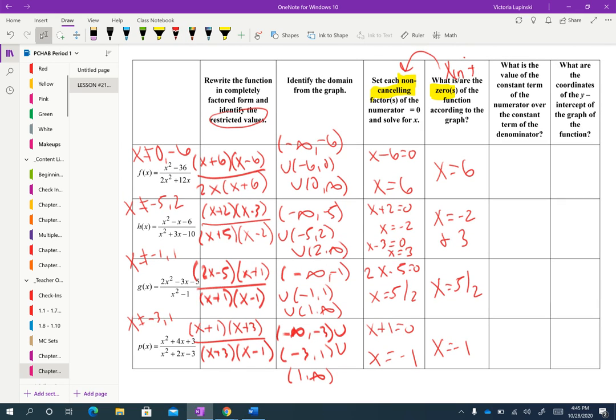What is the value of the constant term of the numerator over the constant term of the denominator? The constant terms are, of course, anything that doesn't have a variable, and you're going to want to be careful just to make sure that you're looking at the right thing. So in the first one, the constant term of the numerator is -36 divided by the constant term of the denominator, for which there is nothing. A 0 on the bottom, as far as we're concerned, is undefined. In the next one, you're going to get -6 over -10, which reduces to 3/5.